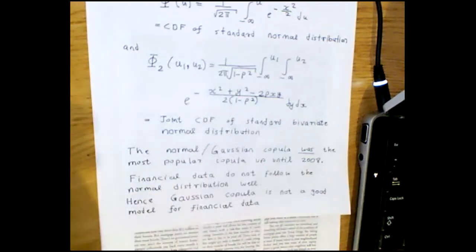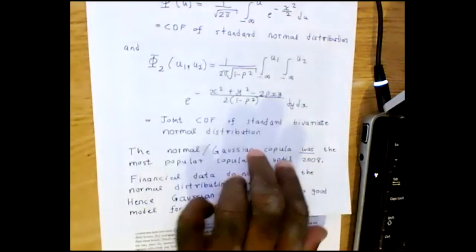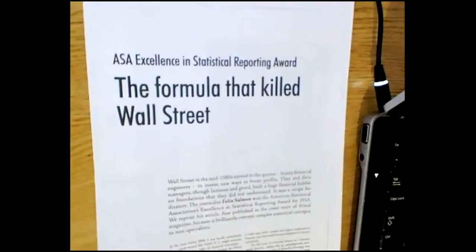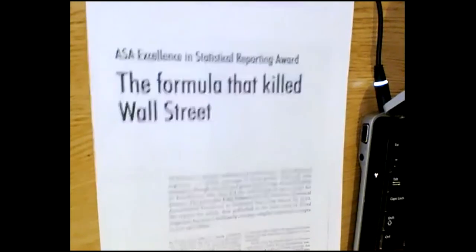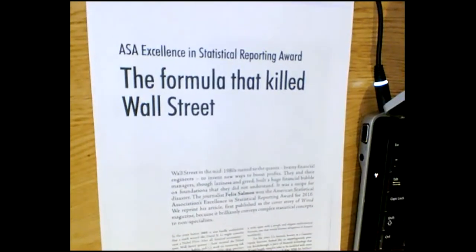So since 2008, people chose not to use the Gaussian copula or the normal copula because they realized at that point that the use of the Gaussian copula to model stock data or dependence between stock data might have led to the crisis in 2008. Right, that's when, I don't know whether you guys read this paper, there was a paper written by an American statistician. He's also a journalist.